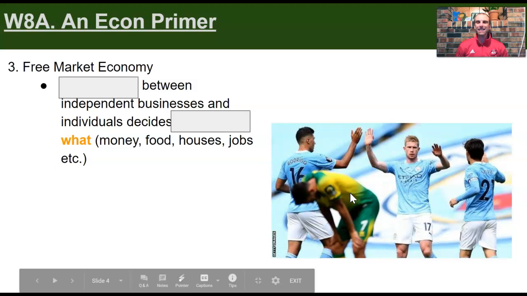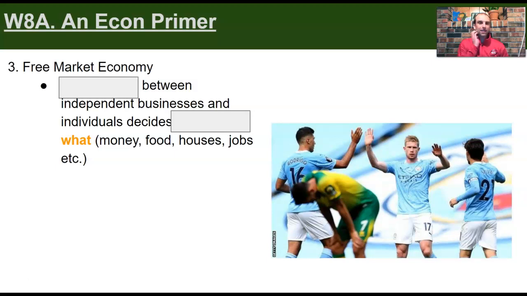Now, the other idea when it comes to economics is this idea of a free market economy. Now, you can see there that in the picture you have a team that's clearly won or is winning and a team that has lost. And that is the basis of the free market economy. That there is competition between independent businesses, say Android and Apple, Microsoft and Apple, Google, whatever you want to say, if we're talking about phones. Competition between independent businesses and individuals decides who gets what.